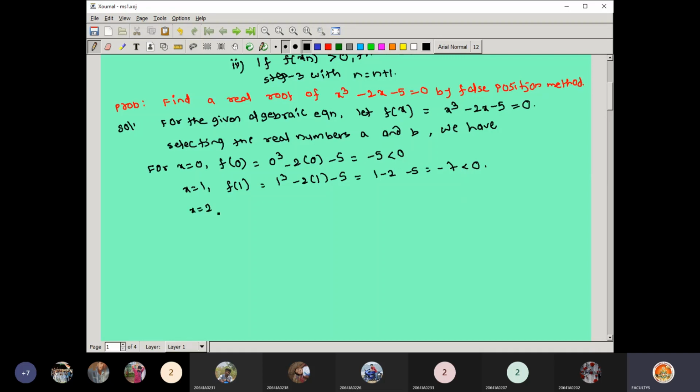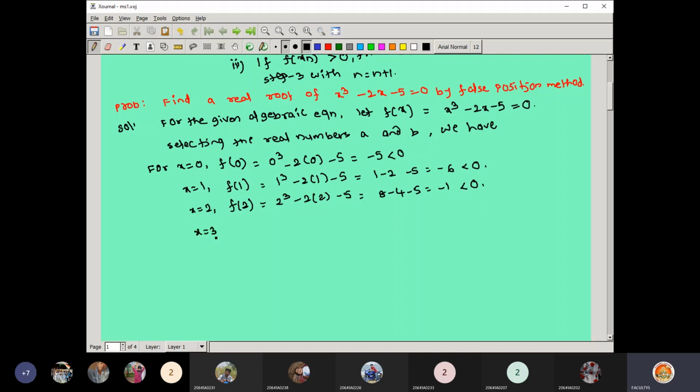So go to the next value, x equal to 2. f of 2 means 2 cube minus 2 into 2 minus 5. So this is your minus 4, and minus 5, this is nothing but 8 minus 4 minus 5. So minus 9 and plus 8, minus 1 you are getting. Again it is less than 0.